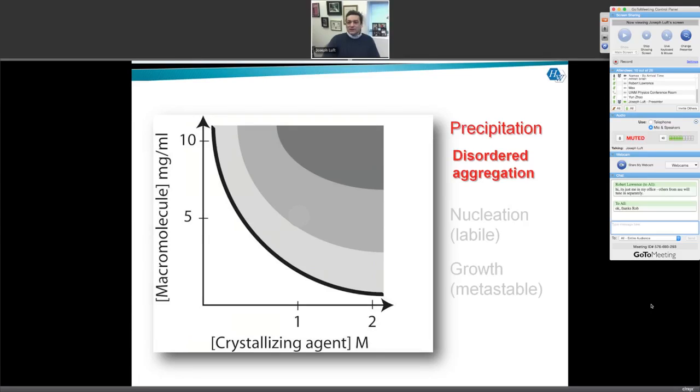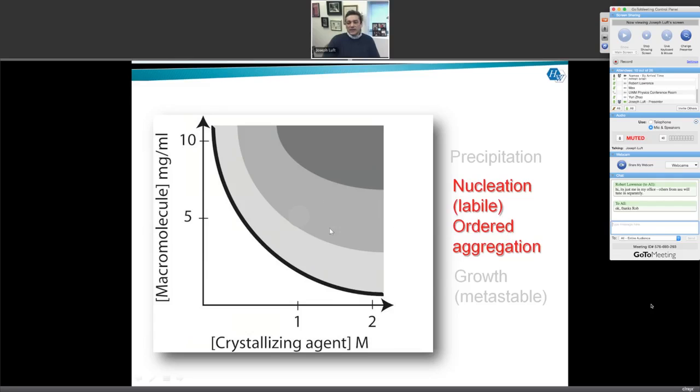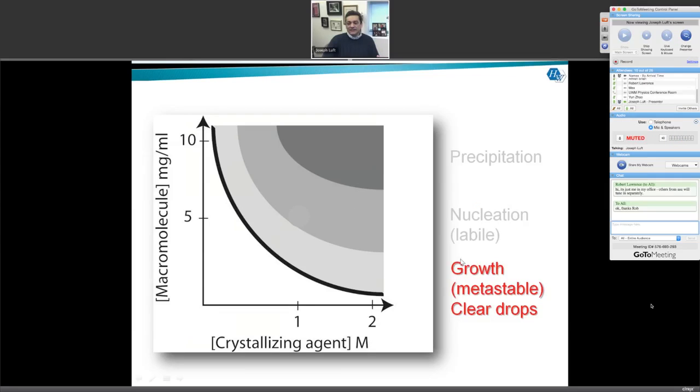Sorry, I jumped the gun here. So again, precipitation region up here, disordered aggregation, which you don't want. Nucleation in the labile region, which is where you want to target for your crystallization experiments, where you have ordered aggregation. And then the growth region, which is less supersaturated, where you're going to have clear drops unless some kind of crystal nuclei is added to the solution.